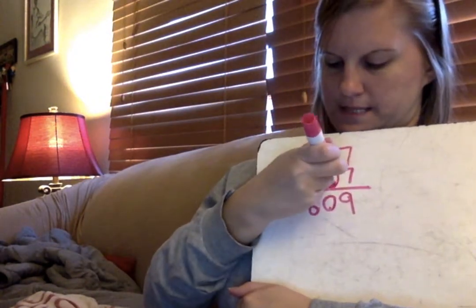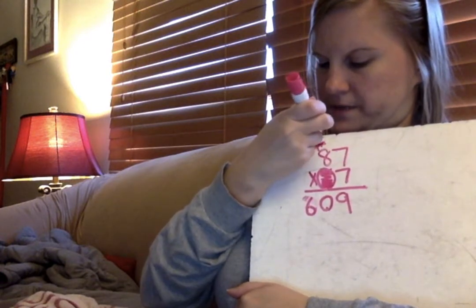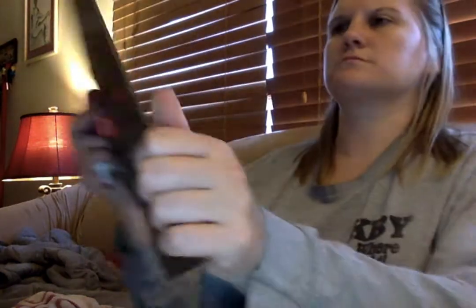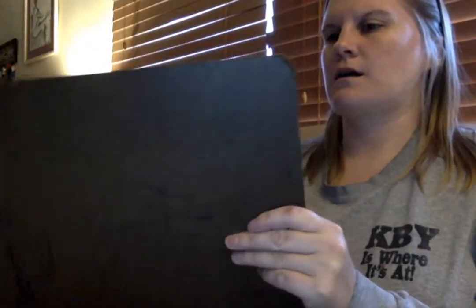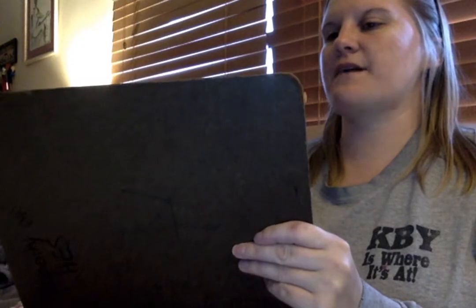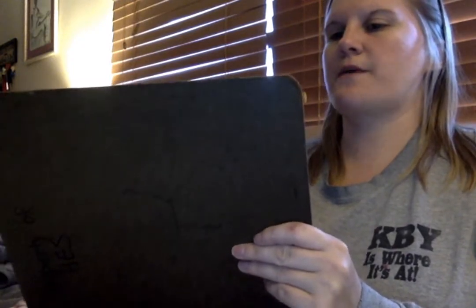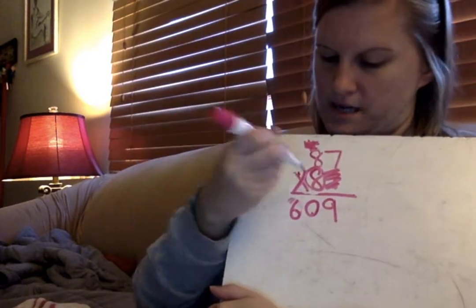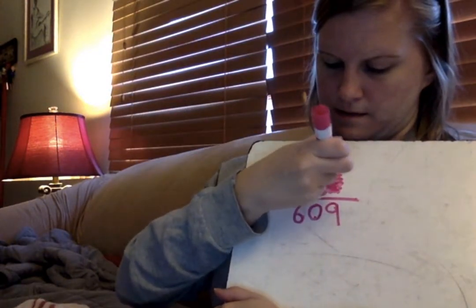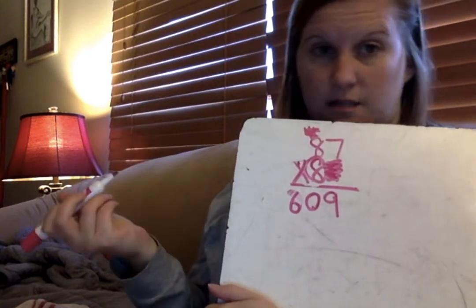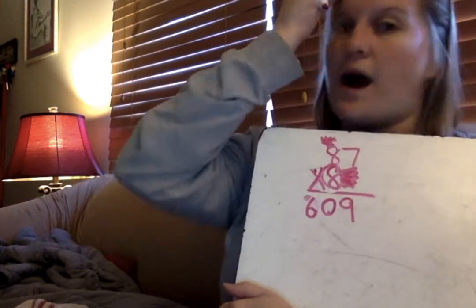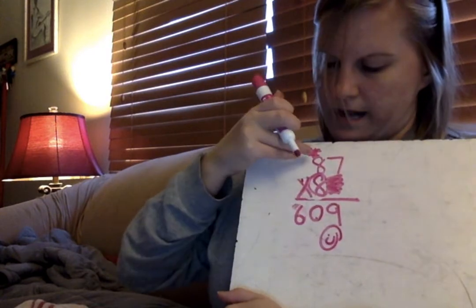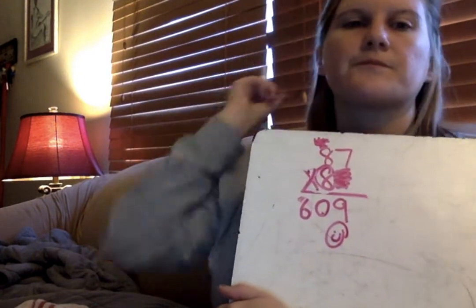So I'm done with this 8, and I'm done with this 4. Now I need to multiply. I'm done with the 7. Do not try this upside down. I still need the 8. Again, don't try this upside down. It's not going well for me. So I need to put my placeholder. I put my smiley face so I don't forget. And now I'm doing 87 times 8.